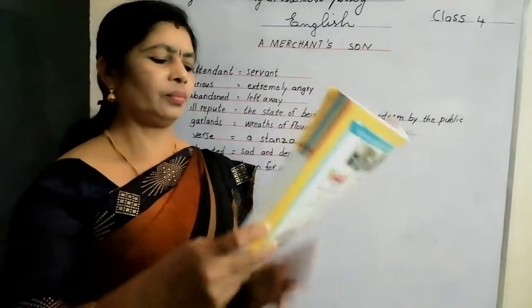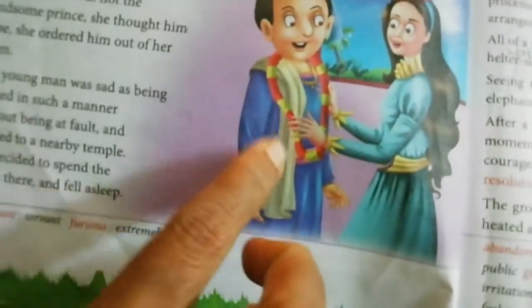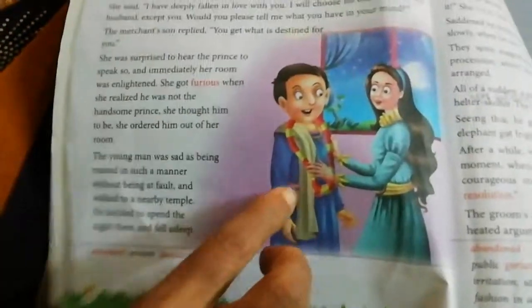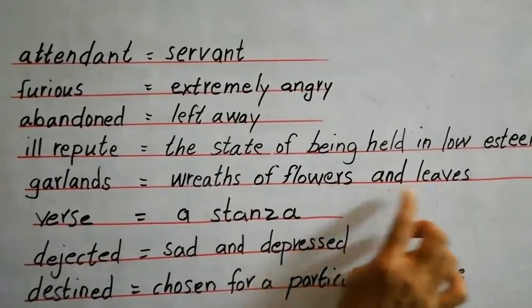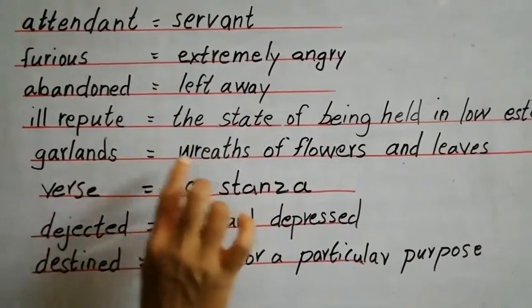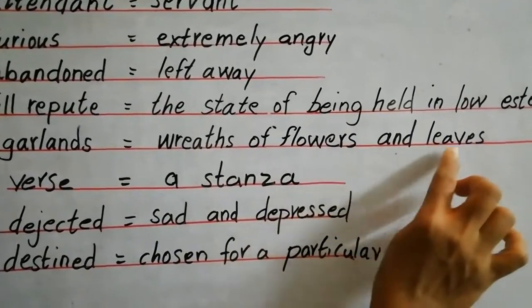And what did she do? Garland. Garland means, see the picture? This is a garland. She exchanged garlands with this merchant's son. According to the Hindu custom, if you exchange the garlands, what is over? The marriage will be over, right? Garlands are wreaths of flowers and leaves.